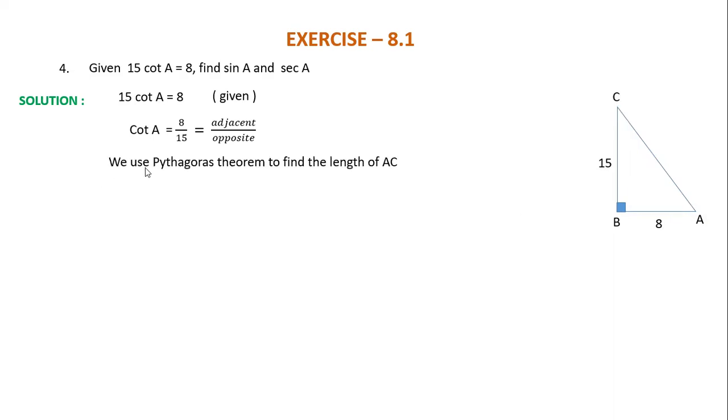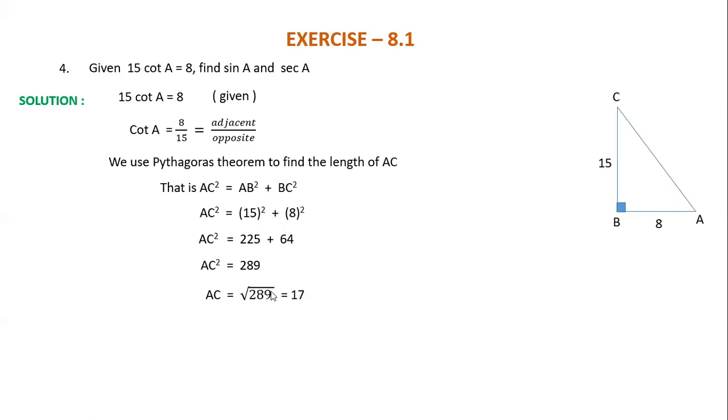Now, we use Pythagoras theorem to find the length of AC. AC square is equal to AB square plus BC square. So AC square is equal to 15 square plus 8 square. 15 square is 225, 8 square is 64. Add these two, you will get 289. AC square is 289. So AC will be square root of 289, which is 17. So this length here is 17.